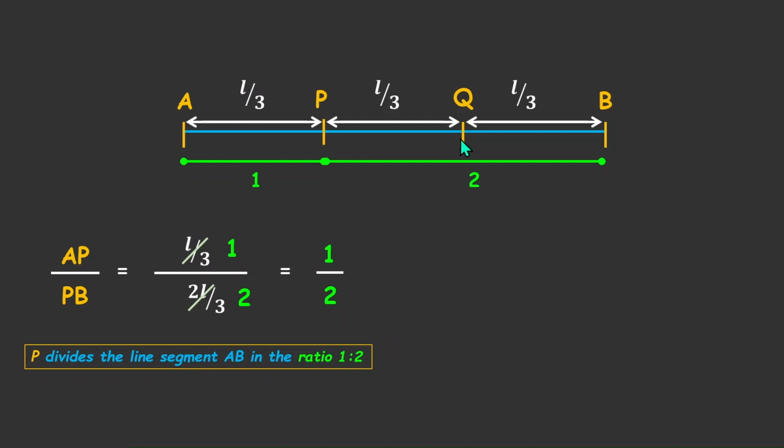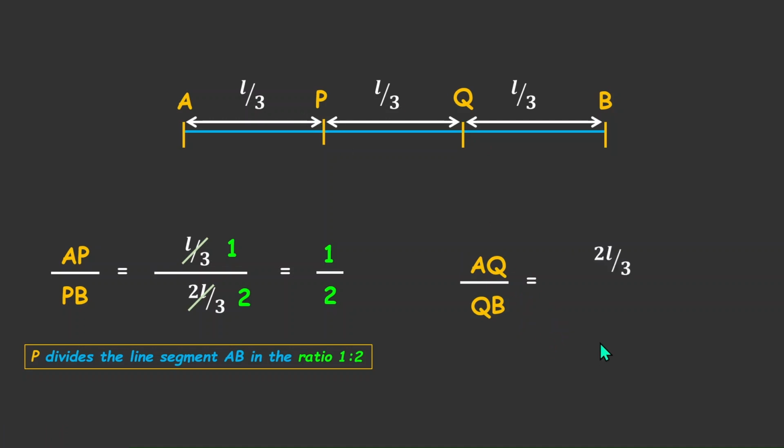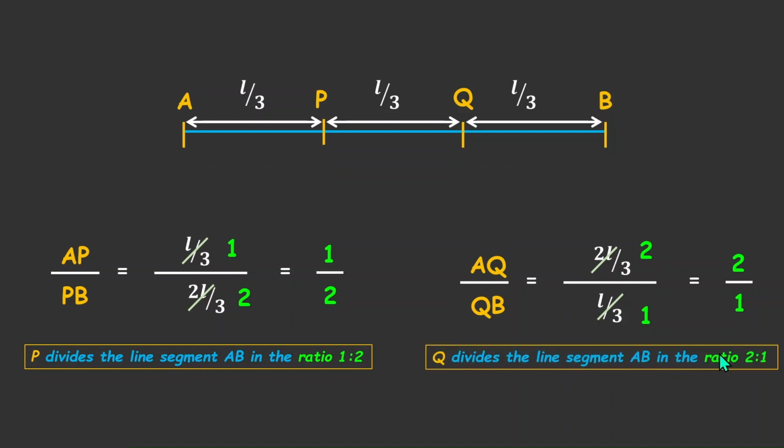Now let's do the same for Q. Let's see if there's any peculiar ratio in which Q also divides the line segment. So we have AQ divided by QB. So AQ is L by 3 plus L by 3, so that becomes 2L by 3, divided by QB, which is L by 3. And L by 3 into 2 is 2L by 3, so this becomes 1, this becomes 2. So we have 2 divided by 1. So now Q here does the exact opposite. It divides the line segment in the ratio 2:1. So we can write this as Q divides the line segment AB in the ratio 2:1.